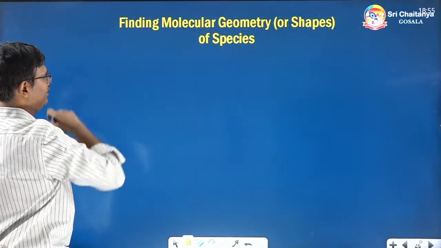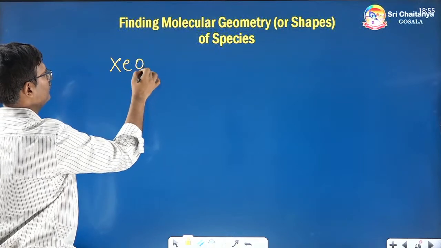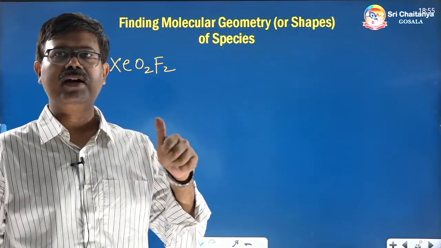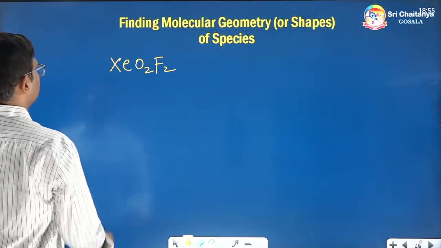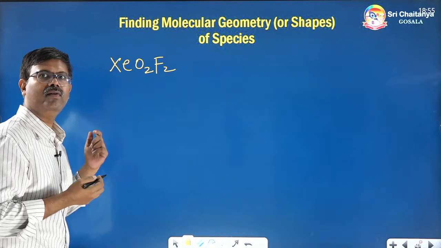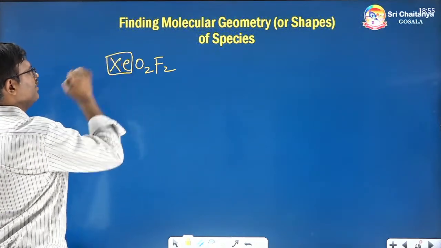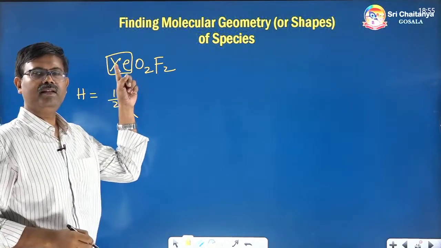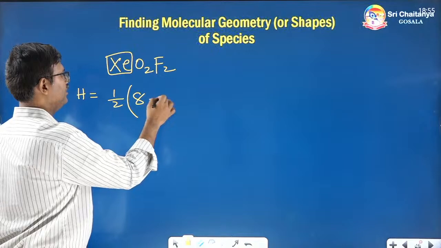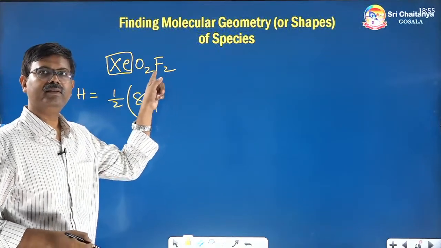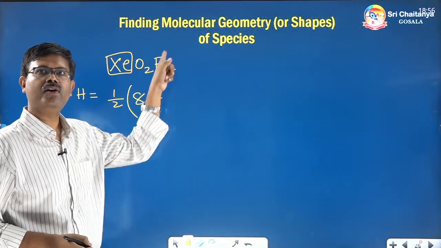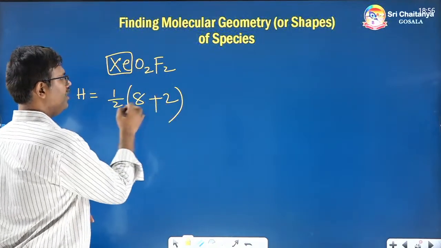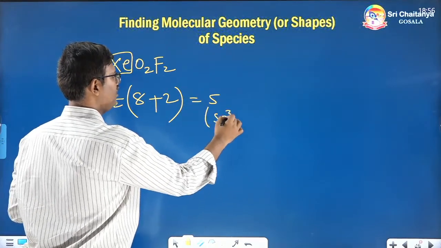Suppose I have XeO2F2. Now I need to find the shape of this molecule. How to find it? Here, which is the central atom? The least electronegative of all is xenon, so that is the central atom. So let's find the H value. H is equal to half of the valence electrons; xenon is a group 18 element, so valence electrons are 8. Number of surrounding atoms which are monovalent: oxygen is not monovalent, halogens are. How many are such? 2. Neither cation nor anion. That is it. So 10 by 2 means 5. 5 means what hybridization? sp3d.